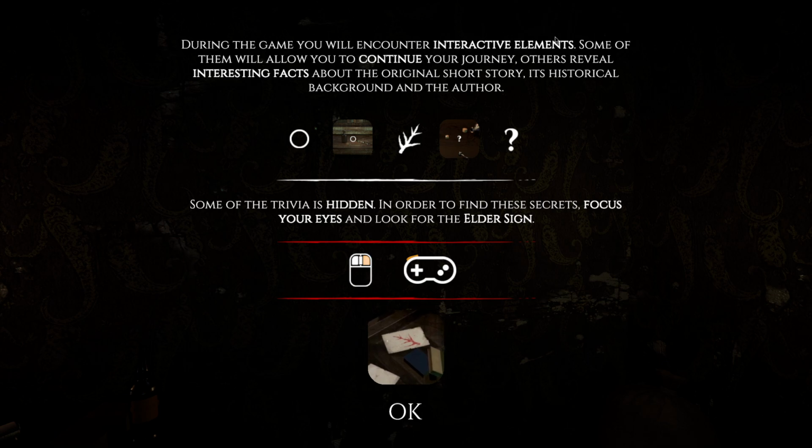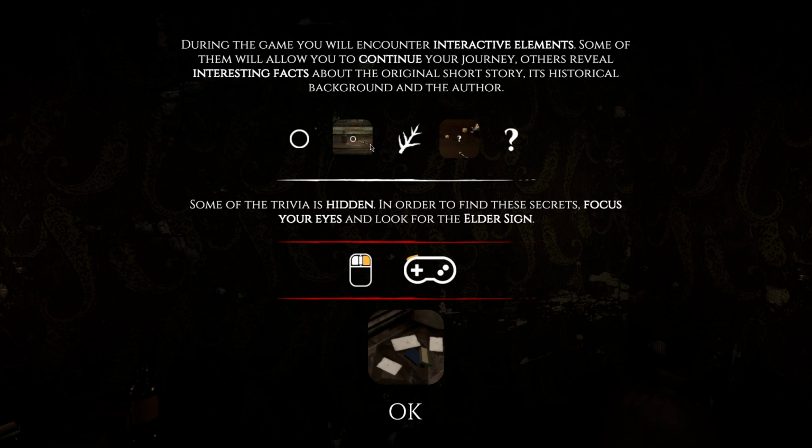During the game, you'll encounter interactive elements. Some of them will allow you to continue your journey, others reveal interesting facts about the original short story, its historical background, and the author. Some of the trivia is hidden. In order to find the secrets, focus your eyes and look for the elder sign.